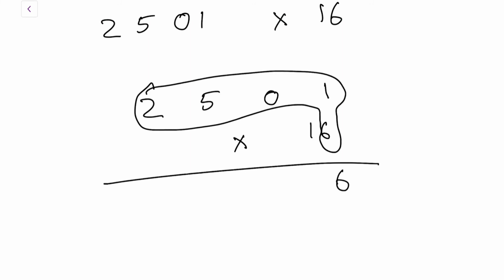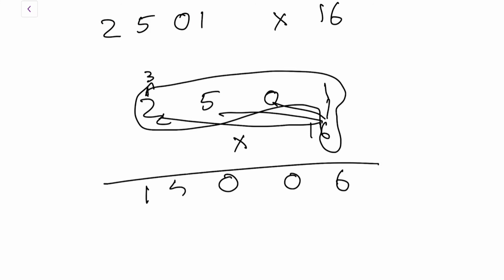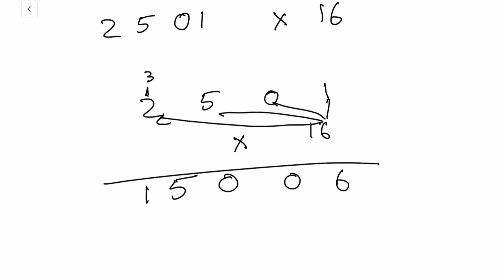6 into 1 is 6. Then 6 into 0 is 0. 6 into 5 is 30. 3 gets carried over. Then 6 into 2 is 12. 12 plus 3 is 15. I write 15 as it is. That's it. We are done with the first row. Okay. This is your first row.